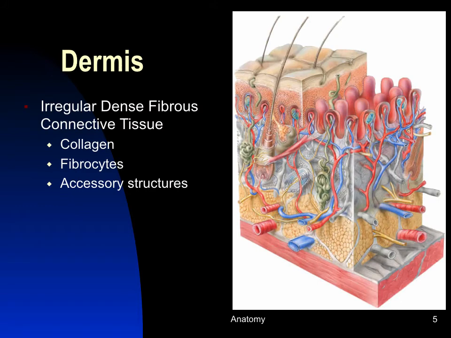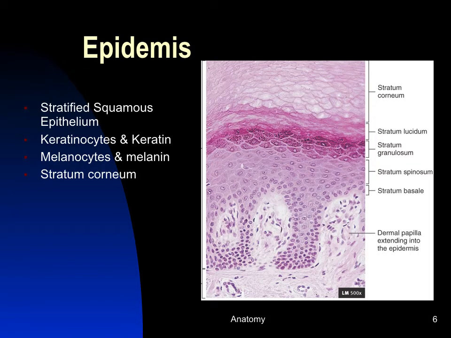Okay, then below the epidermis is the dermis. The dermis is a connective tissue. It is irregular, dense, fibrous connective tissue. Irregular means that the fibers are not straight. They are in swirls or circles. And the primary fibers here are collagen. There is some elastin. The primary cells are fibrocytes, but there are lots of accessory structures in there, and I'll talk about those later. So let's get back to the epidermis.